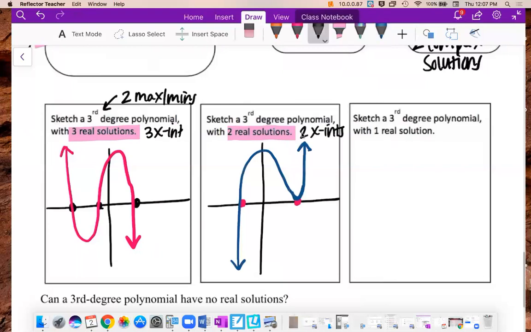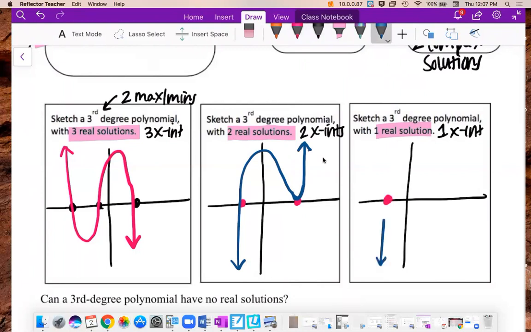Okay, last one, degree 3 with only 1 real solution. That means only 1 x-intercept. When I look at this problem, I'm going to compare it to this one. I could have this real solution and then I can move this part of my graph up so it doesn't touch the x-axis. So let's put 1 x-intercept here. I'm going to just cross through and then do my maximum, but now I'm not going to let that minimum go all the way down to the x-axis. So that's how I could have my 2 max-mins and only cross through the x-axis once. So this one's going to have 1 real solution and then it's going to end up having 2 imaginary solutions because it is that degree 3.